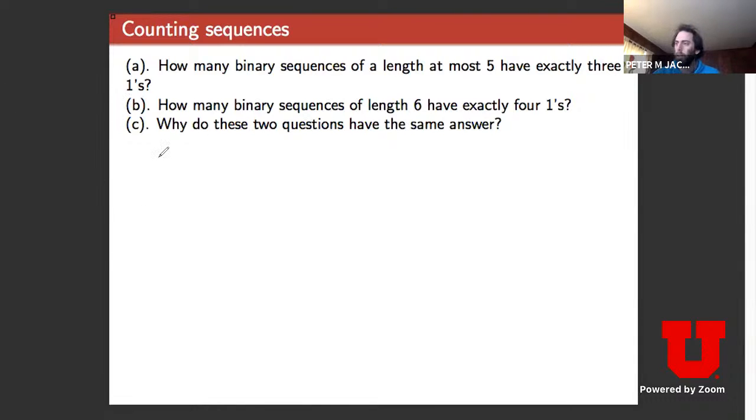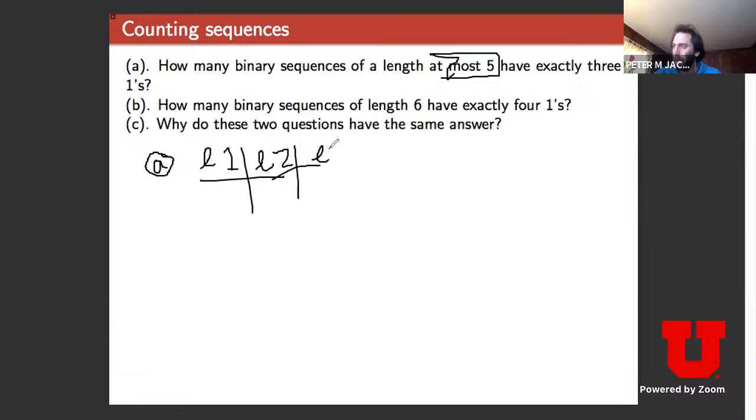All right. So for part A, how many binary sequences of length at most 5 have exactly 3 ones? It says at most 5, so we can first break this up into the 5 lengths. There's the length 1 sequences that have exactly 3 ones, the length 2 sequences that have exactly 3 ones, length 3, length 4, and length 5.